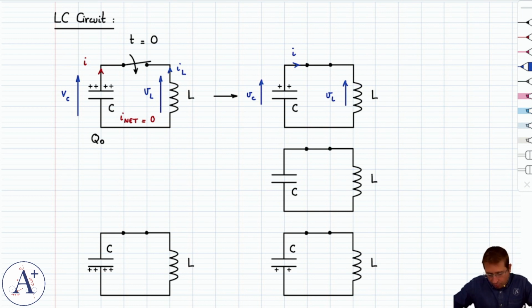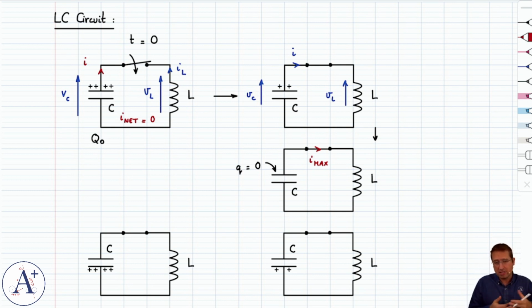But at some point, the top plate of the capacitor is depleted. And so when you get to that point where Q is equal to 0 here, all of a sudden, the current goes away. But inductors don't like that. And so the inductor that now has the current flowing through it, in fact, the max current, has a magnetic field within its coils. And in that magnetic field, there's energy. And so it's going to draw from that magnetic field to maintain the current thanks to an induced current, so that the charge continues to flow clockwise around this circuit.